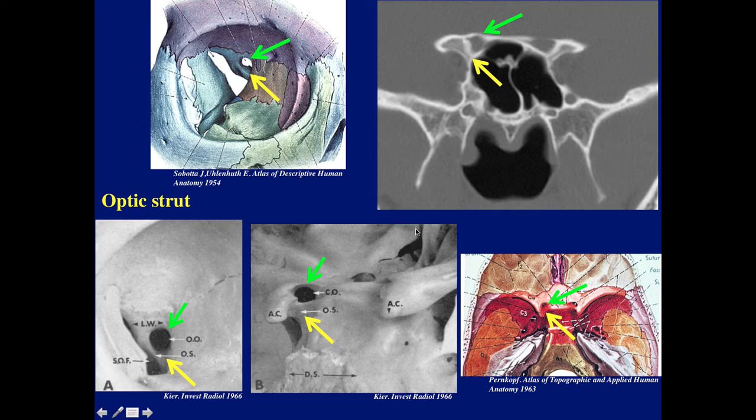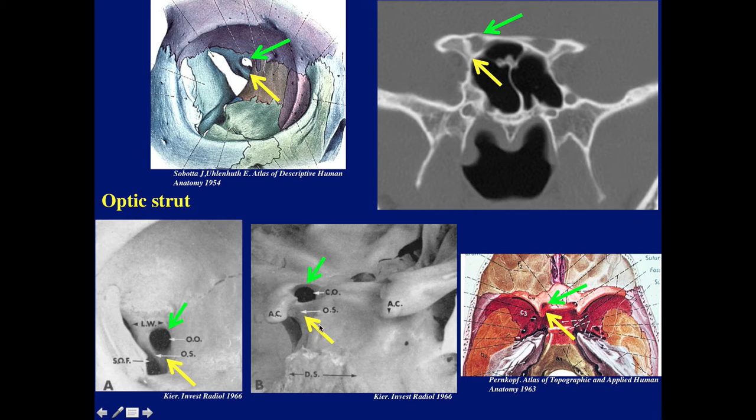Now, another important structure in the orbital apex is the optic canal and the optic strut. The optic strut forms the floor and the lateral wall of the optic canal and separates the optic canal from the superior orbital fissure. And if we look at this picture of the optic canal looking into the orbit, we can see the optic strut separating the optic canal from the superior orbital fissure.